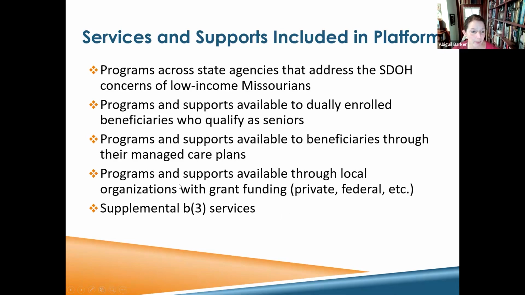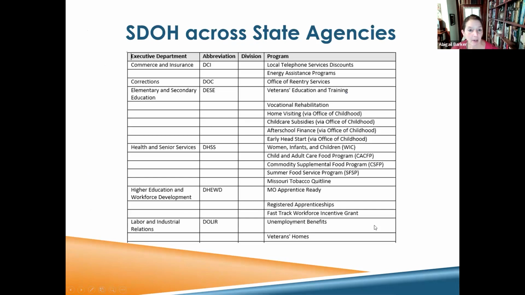Programs and supports that are available through local organizations with grant funding from whatever source. If somebody's out there that wants to help a certain set of individuals, we can put that into the platform. And then the last thing is these supplemental B3 services. I'll say a little bit more about what that means in just a minute. I'm not going to read this off, but the point of having this is to say there are a lot of different social determinants of health activities, programs, and policies across state government.